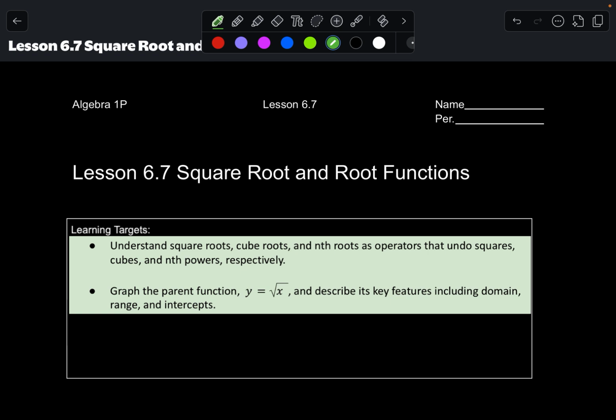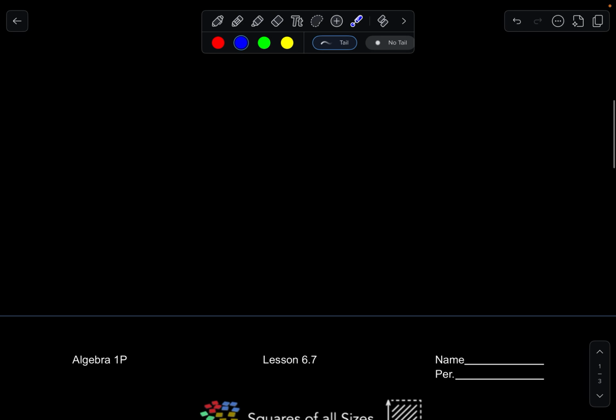The learning targets are to understand square roots, cube roots, and the overall nth root as operators that undo squares, cubes, and nth powers respectively. They are inverses of squaring and cubing and raising anything to the nth power. We're also going to learn what the graph of the parent function y equals square root of x looks like, and we're going to be able to describe its key features, including domain, range, and intercepts. All right, let's begin.